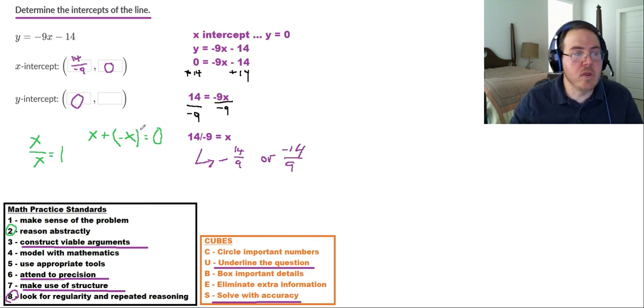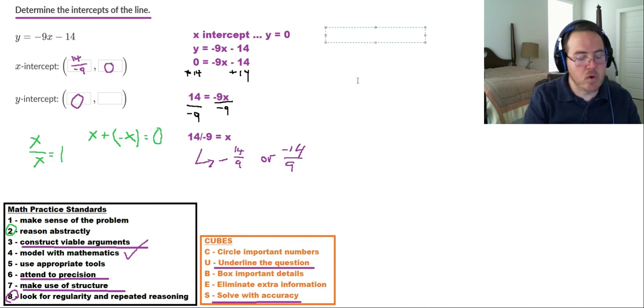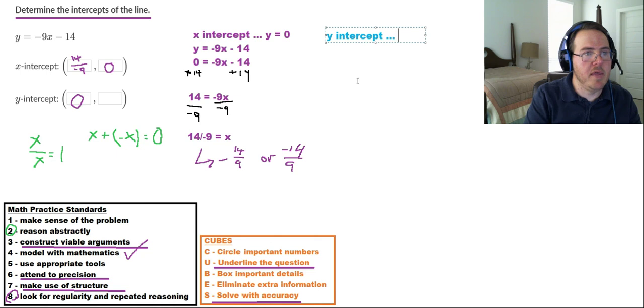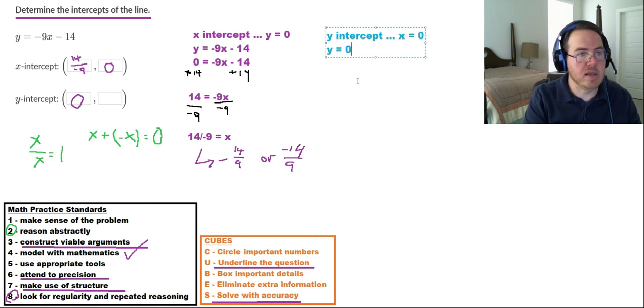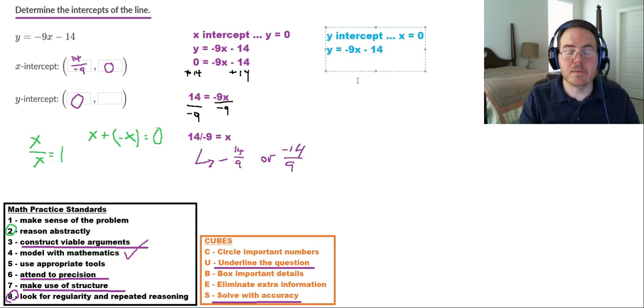Okay, so now to the y-intercept, I'm going to be using more repeated reasoning because this structure works, again, modeling in my mathematics. Okay, let's change it up, do a different color. Sure, this looks fine. Okay, so a y-intercept, that's when x equals 0. So we write the equation in, y equals negative 9x minus 14. Then we're going to substitute in the 0 for where the x is this time.